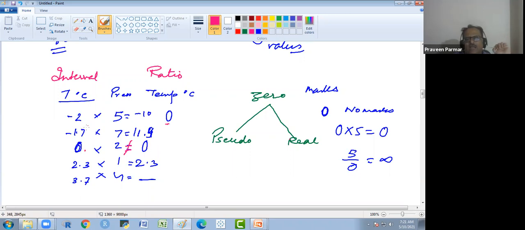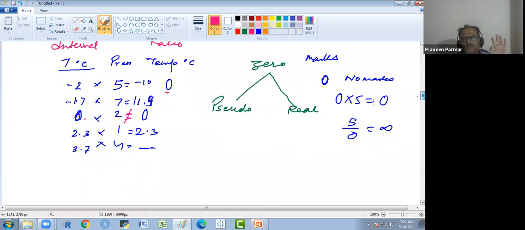So whenever you have this sort of zero in this sort of physical quantity, you are having the pseudo zero, then you cannot perform multiplication with zero or division with zero. Then what do we have to do with this sort of zero? What is the treatment of this? Suppose it is discrete data with only 5 values repeating again and again.